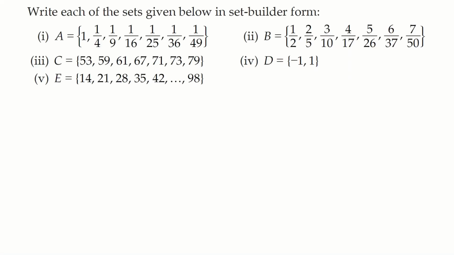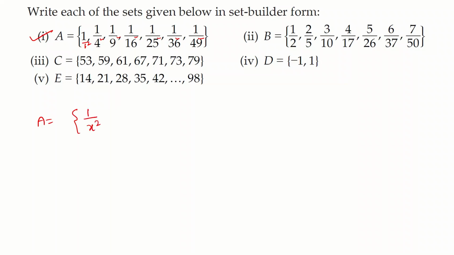Write each of the sets given below in the set builder form. So let's start with question number 1. A is the set. So what is the pattern of this set? It says 1 by 4, 1 by 9, 1 by 16, 1 by 25, 1 by 36, 1 by 49. So this is again 2 square, 3 square, 4 square, 5 square, 6 square, and 7 square, and it is not going till infinity. It is stopping somewhere, and this can be written as 1 square, so that the pattern remains the same throughout. 1 square, 2 square, 3 square, and so on.